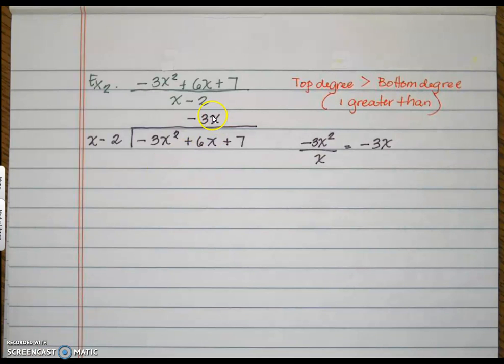On your way down, you're going to multiply this to both of these terms. So negative 3x times x and then negative 3x times negative 2. Negative 3x times x is negative 3x squared. Negative 3x times negative 2 is positive 6x. You're going to subtract them. Negative 3x squared minus negative 3x squared is 0. You will cross that out and cancel that out. Positive 6x minus positive 6x is 0. You will have to put that 0 down.